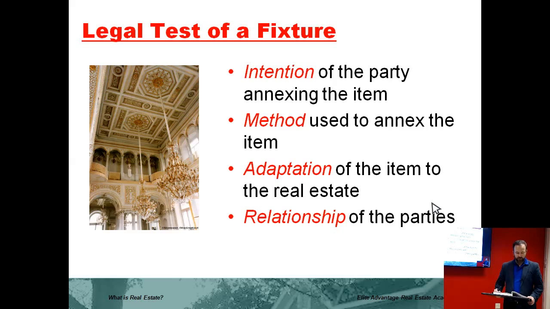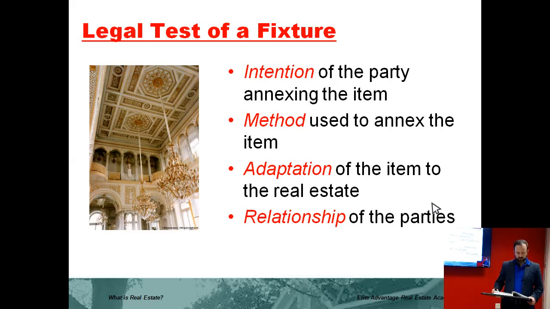The adaptation of the article to the real estate, again, it was his particular way of getting in and out of the house. Someone else may need that ramp to get in and out of the house. And then finally, the relationship to the parties, again, it was specifically bought and purchased for his needs. The dispute is, of course, whether it's a fixture or it's personal property. Currently, it's still attached, so it's a fixture. Soon, hopefully, we'll have come to an agreement, and it will become personal property again. Okay? These things do come up in the course of our business.